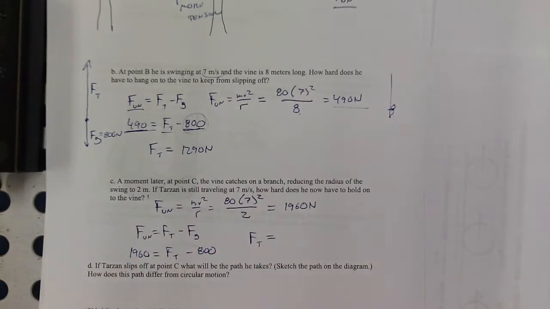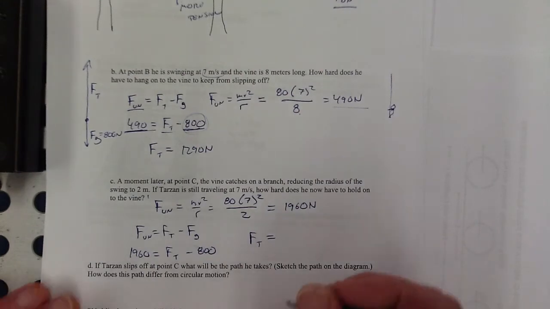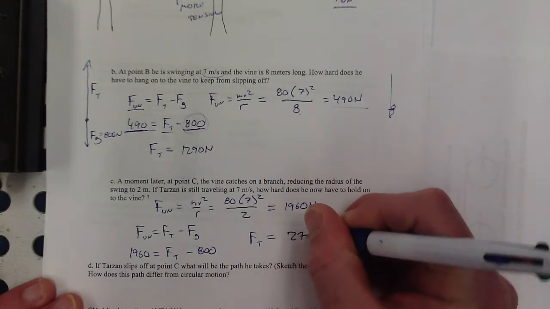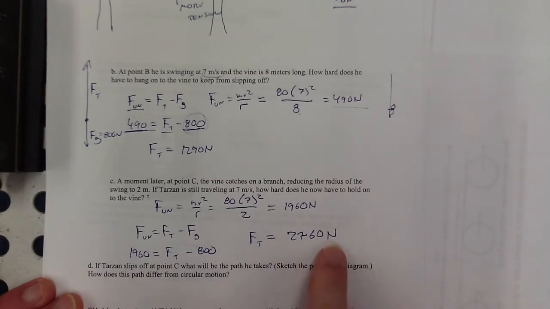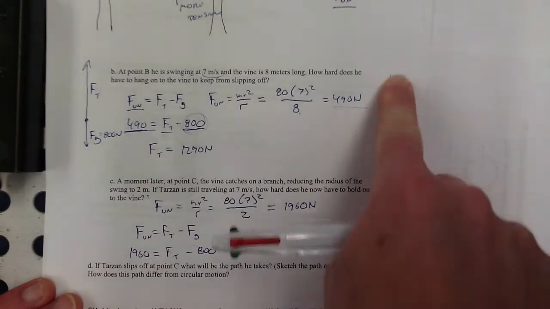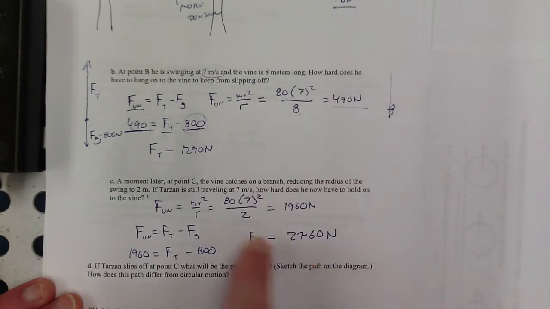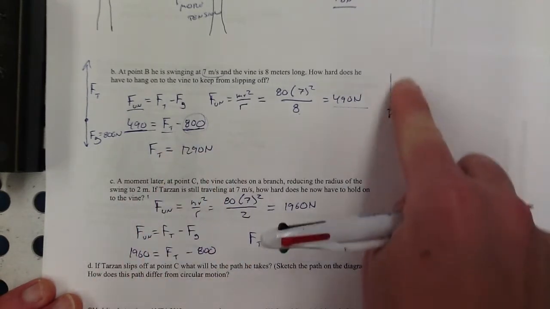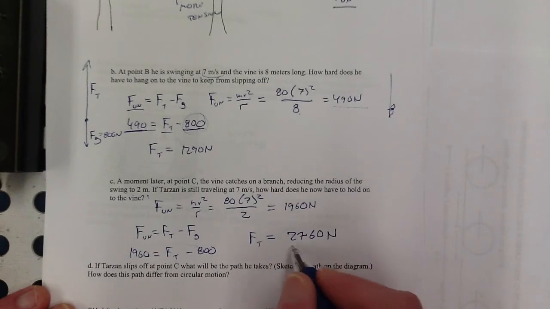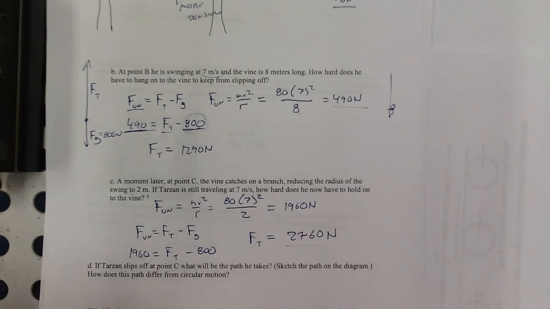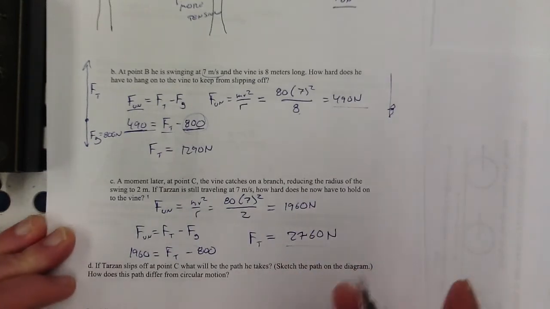Adding the 800 over to the other side there. So now he has to hang on with 2,760 newtons of force. And remember, if he's just hanging there and the rope's not moving, he just has to support himself. So the normal amount is 800. If I divide that number by 800, that gives us a sense of how much. That's about 3.5. So he has to support like 3.5 of himself there. That is difficult to do.